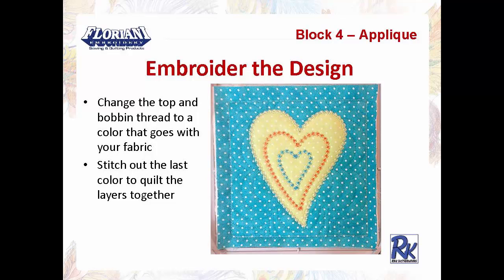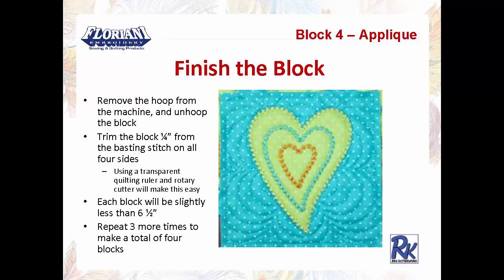Now you want to change the top thread and optionally the bobbin thread to a color that goes with your fabric, because these are going to become our quilting stitches. Then you want to stitch out that last color, which will be our quilting stitches, to quilt the layers together. Now all that's left to do is remove the hoop from the machine and unhoop the block from the hoop. You want to trim the block 1/4 inch from the basting stitch on all four sides, and using a transparent quilting ruler and a rotary cutter is the easiest way to do this. That'll leave you a block that's slightly less than 6.5 inches, and you want to repeat that three more times to make a total of four blocks.